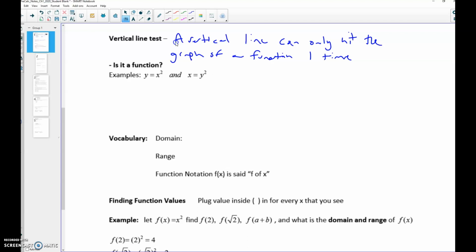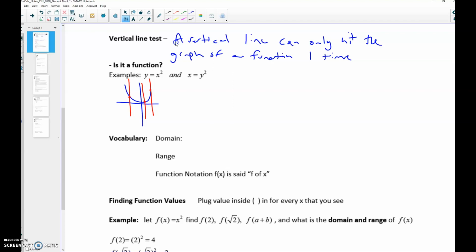Y equals x squared. If I took the time to graph this on a calculator, y equals x squared is a parabola, generally looks like that. So anywhere you stick a vertical line through that graph, it'll only hit once. If you stick it right there, it only hits once. Even where it gets really steep, it still only hits one time.